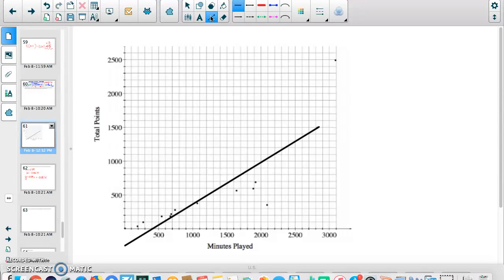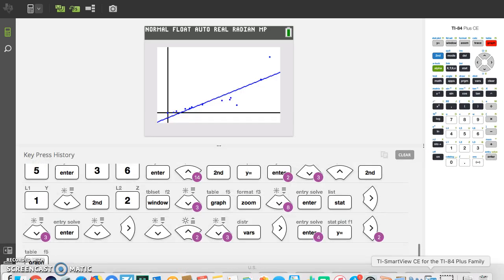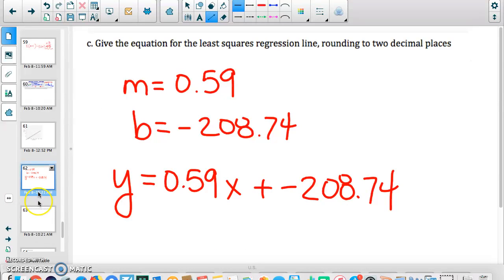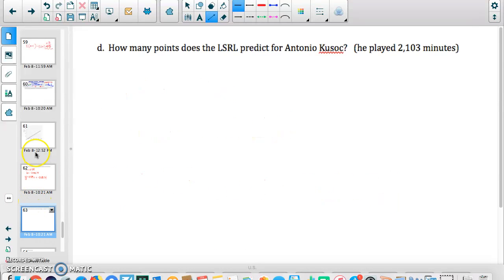And it's a little harder for me because I can't look right at it when I'm graphing it. Let's see how good I did. Ooh, that's not so bad. Okay, we'll take it. So we want to put that line of best fit on our graph. That's part B there. So we've got part B, part C. And now let's move on to part D. So for part D, how many points does this line of best fit predict for that player? So let's write our equation down one more time.